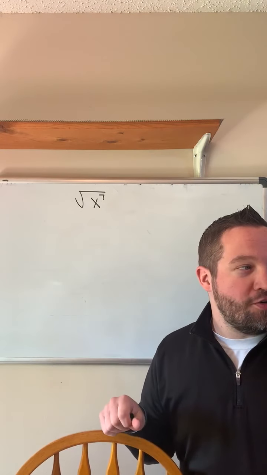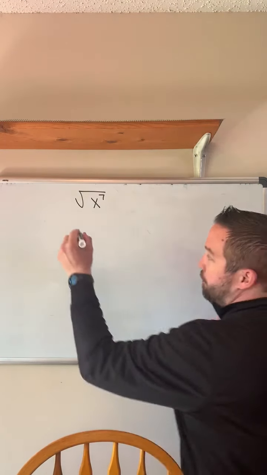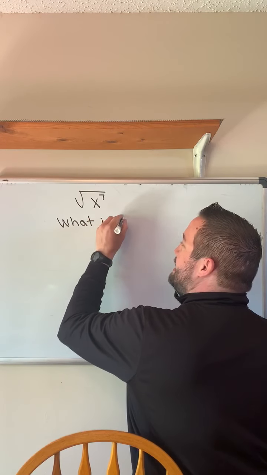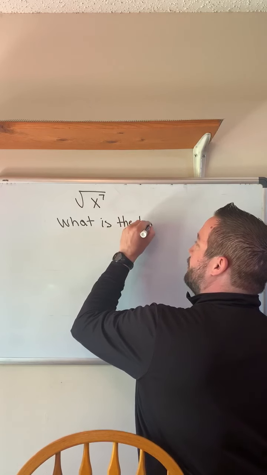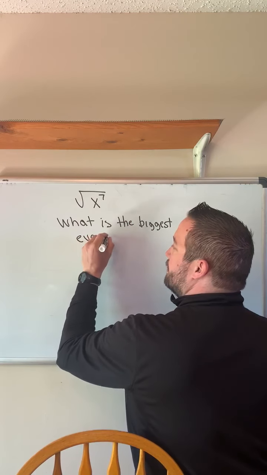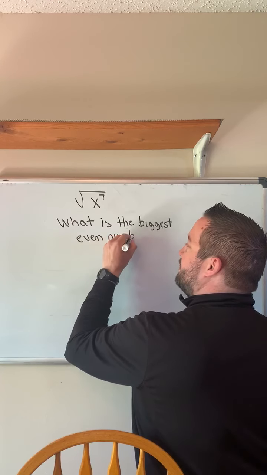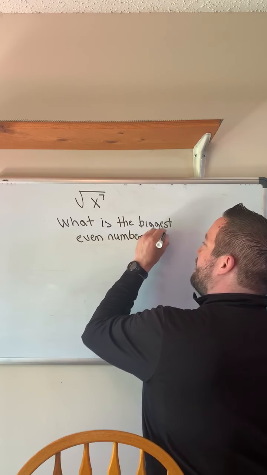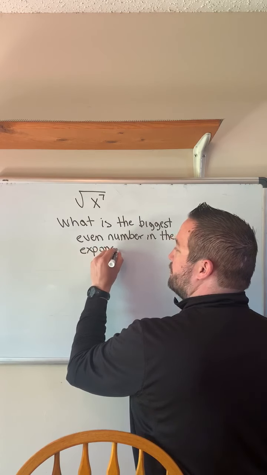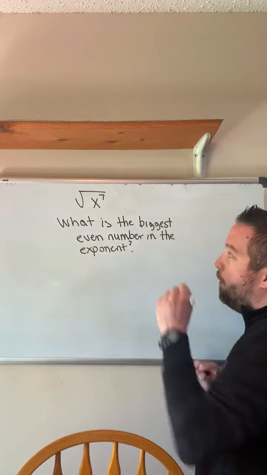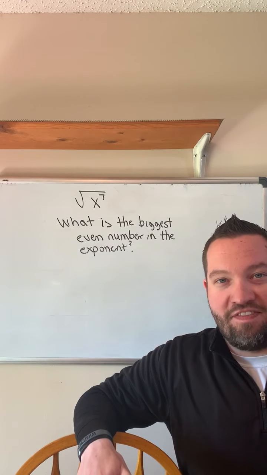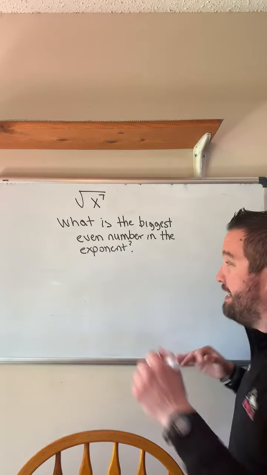Well, here's what I'm going to do. I ask myself, what is the biggest even number that fits in the exponent? So if I've got 7, well, what's the biggest even number that fits in 7? It's going to be 6.